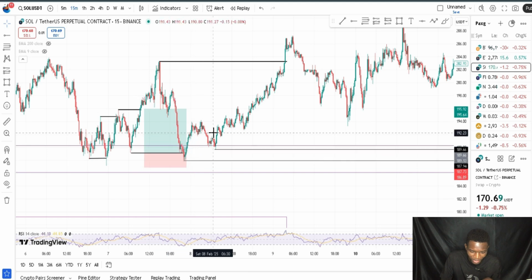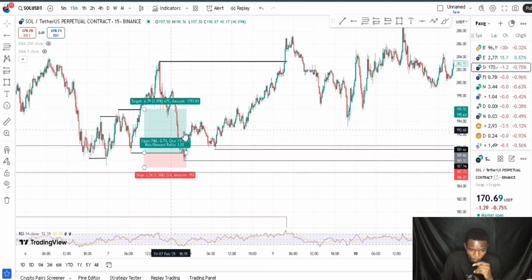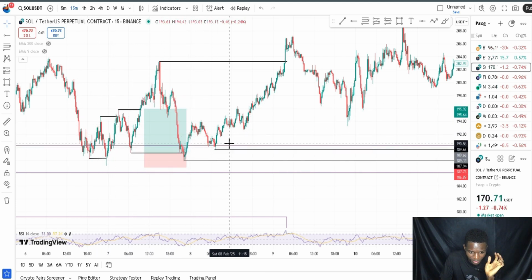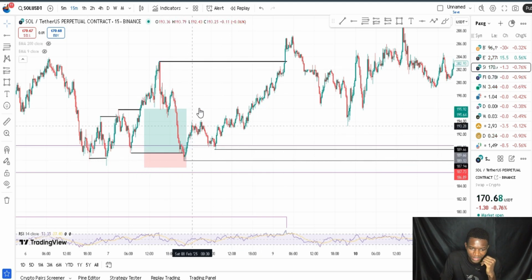Now this second one didn't follow the same pattern that this one followed, but the thing was still similar. The whole pattern was still similar. What happened there was that it took out the first liquidity, went up, came down, created a B, and now went up again to break this one.